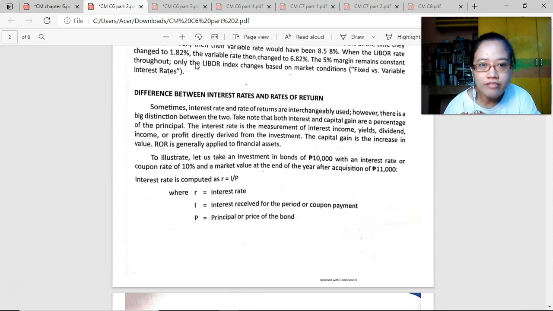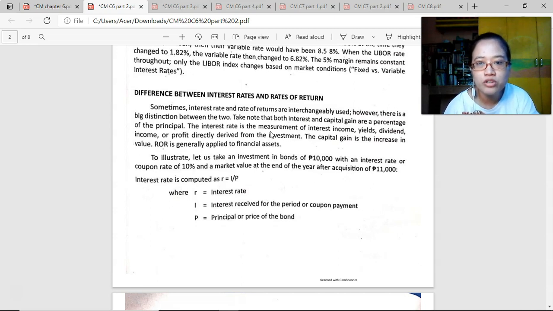Okay, next we have difference between interest rates and rates of return. So, ito perspective ng investor kasi sila naman yung mayroong return na inaasahan from their investments. Okay? Sometimes interest rate and rate of returns are interchangeably used. However, there is a big distinction between the two. Take note that both interest and capital gain are a percentage of the principal.